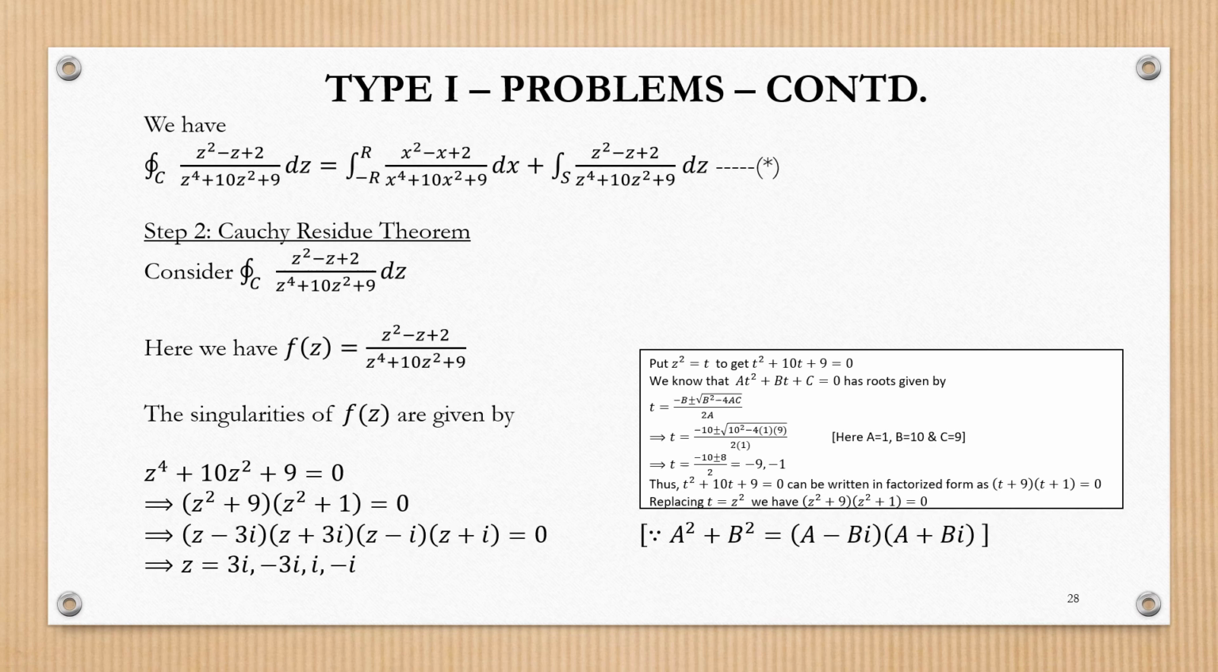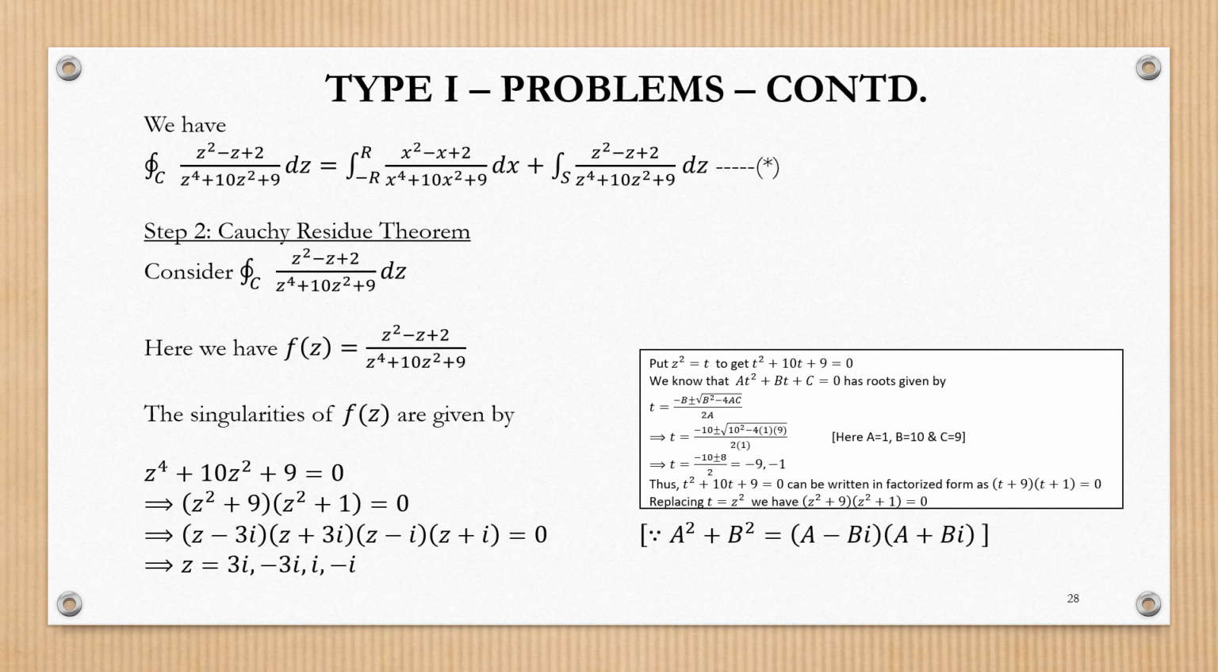For the root minus 9, the factor is t plus 9. And for the root minus 1, the factor is t plus 1, which means t square plus 10t plus 9 equal to 0 can be written in the factorized form as t plus 9 into t plus 1 equal to 0. Now here we replace t with z square, so that we have z square plus 9 into z square plus 1 equal to 0. Now let us get back to the original problem.